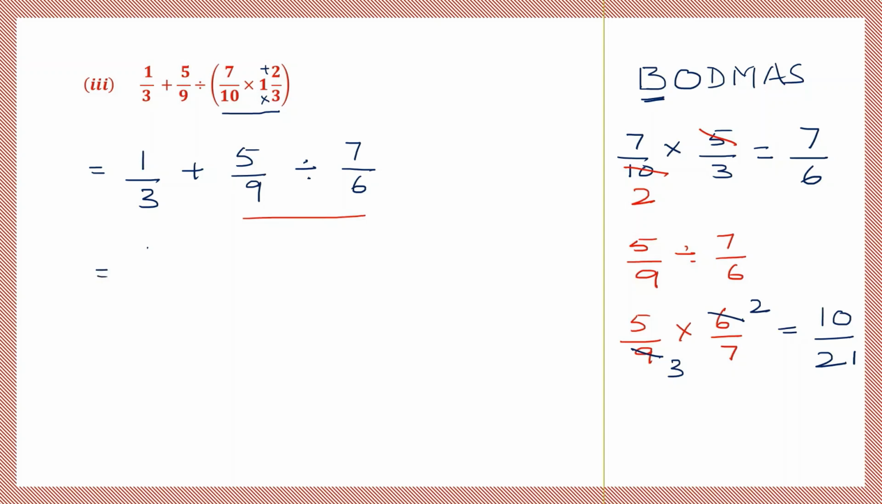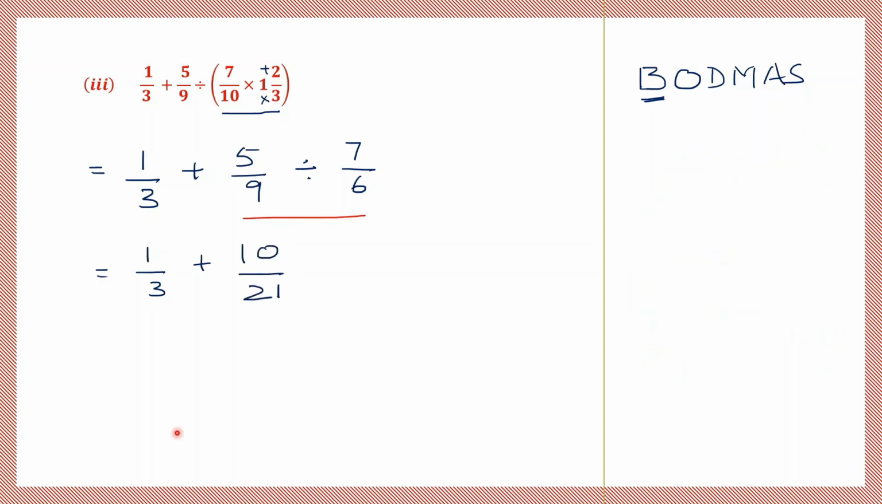So here we have 1 by 3 plus 10 by 21. So now we have addition of fractions. For that we have to find the LCM of the denominators. We have 3 and 21. So let's find the LCM of the denominators. 3 and 21. We can divide both by 3. 3 ones are 3. 3 sevens are 21.